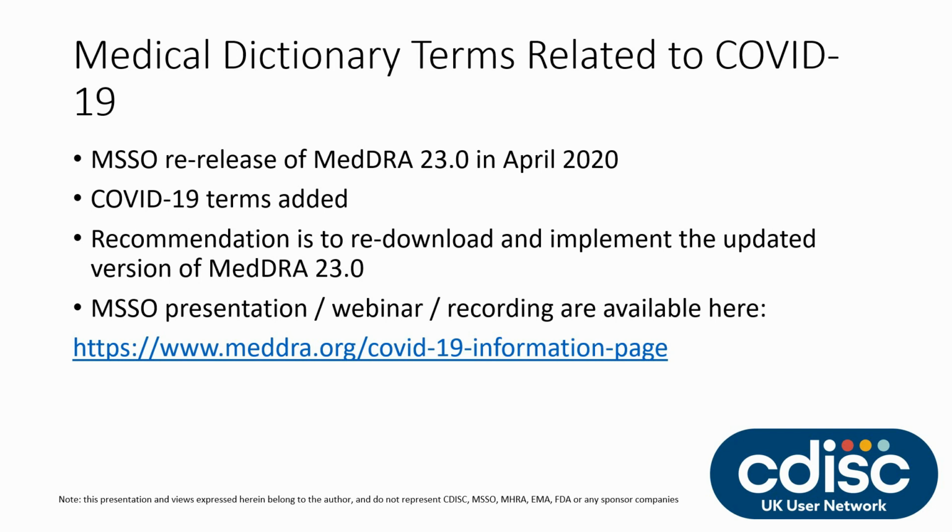Version 23 was released in April 2020, and COVID terms have been added as an extra reference to the MedDRA 23.0 dictionary. So the recommendation from MSSO is to re-download the very latest version and implement this 23.0 plus COVID-19 edition. The MSSO made a presentation about the changes to the dictionary, and there's a webinar and recording available on the page linked here.